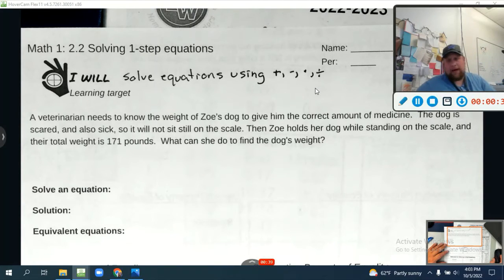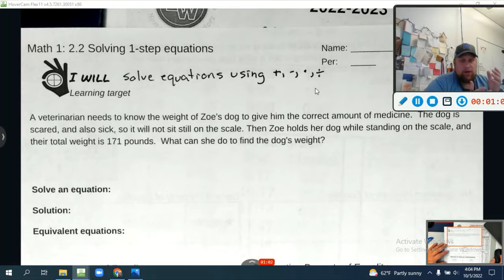All right, I'm assuming you paused it, you did the thing. I'm not going to wait too long on any of this. So a veterinarian needs to know the weight of Zoe's dog to give him the correct amount of medicine. The dog is scared and also sick, so it will not sit on the scale. Then Zoe holds her dog while standing on the scale, and their total weight is 171 pounds. What can she do to find the dog's weight?